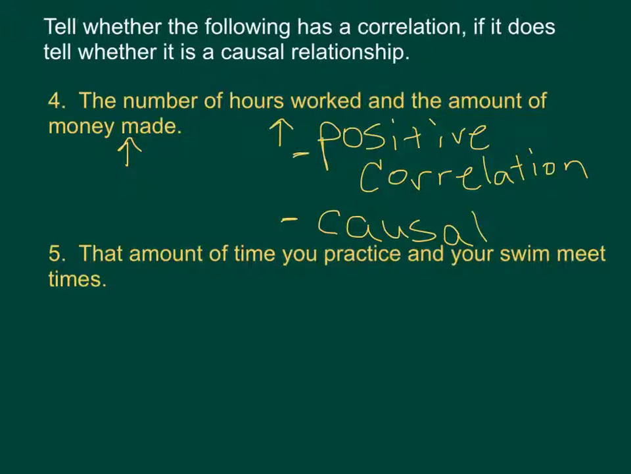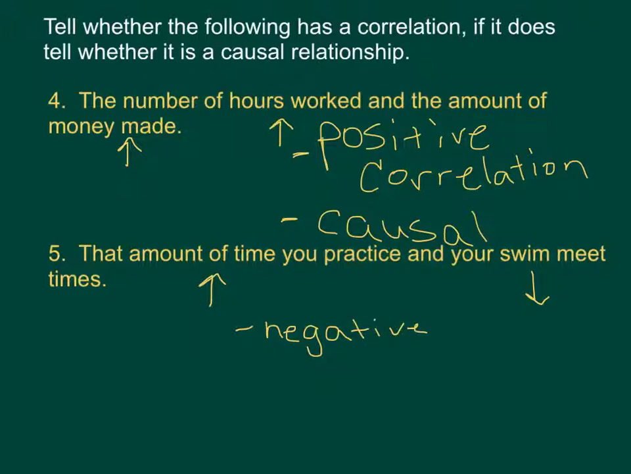The amount of time you practice and your swim meet times. Think of swimming. As I practice more, what happens to my swim meet time? Think of a race. Do my swim meet times get longer or shorter? Hopefully they get shorter, right? So they're going down. As I practice more, my swim meet times get better. That would be what you would call a negative correlation.